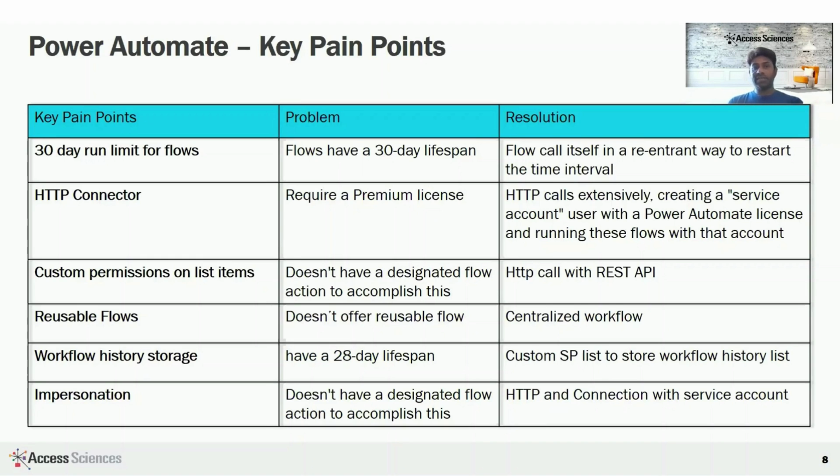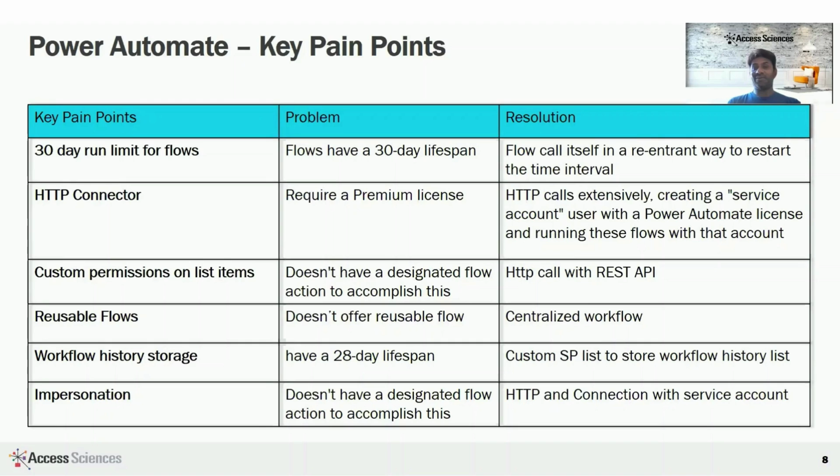The key pain point is the 30-day limit for the flow. If you remember SharePoint 2010, the workflow can live forever, meaning there is no time limit. If you start the workflow today and wait 5 more years, the workflow is still running. But that's not the same case with Power Automate. Power Automate has a 30-day lifespan, meaning after 30 days, your workflow is going to be canceled. What should we do now, right?